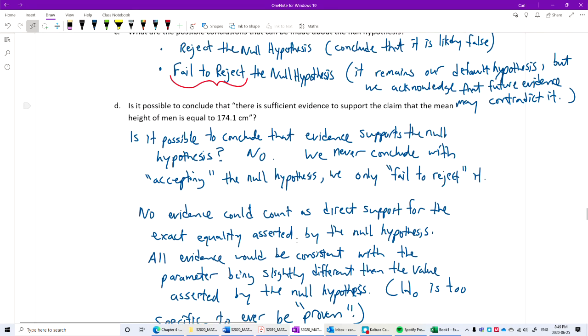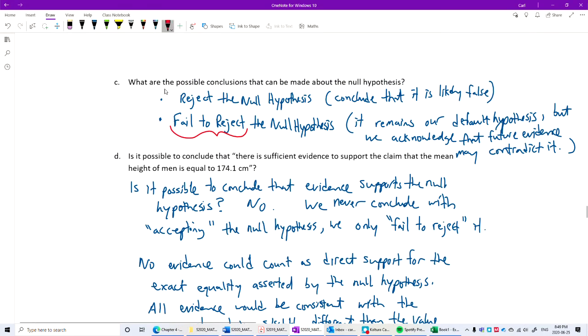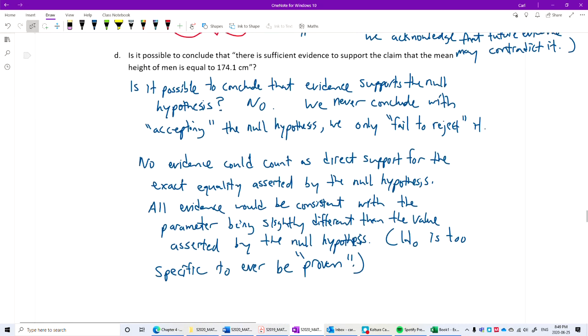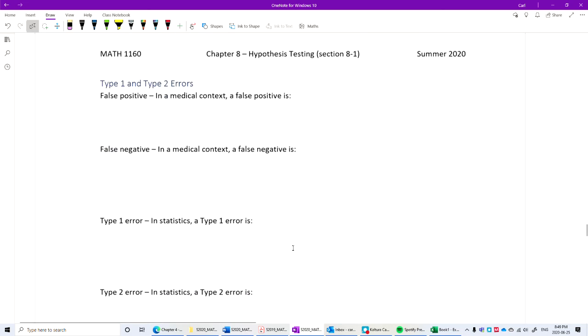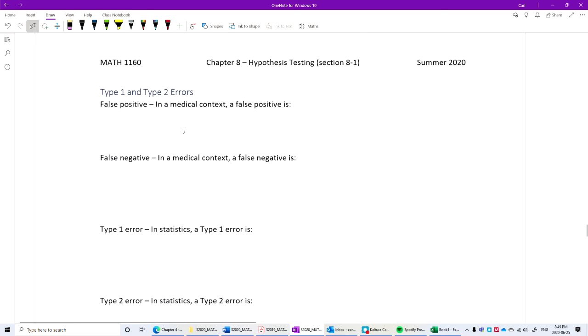So all of that is to support this, that we only have two options. We reject it or we fail to reject the null. We never accept it. Okay, eternal skepticism. Okay, so the last part is going to be on what's called type 1 and type 2 errors.